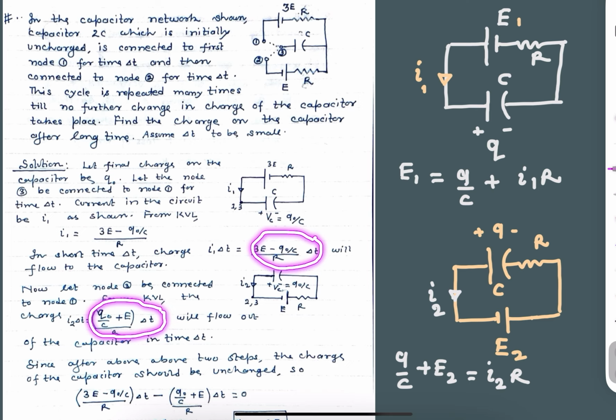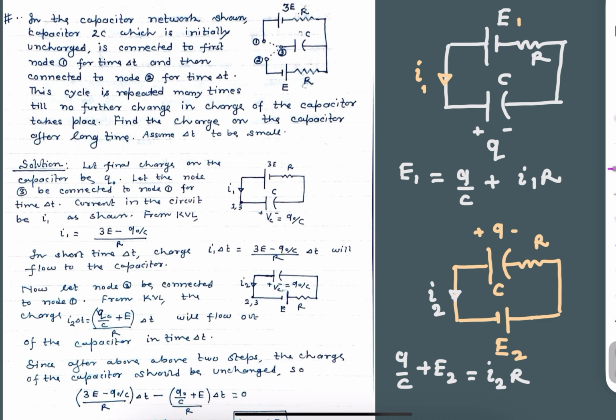So this much charge flows into the capacitor in time delta t, and this much charge flows out of the capacitor in time delta t. And if after this cycle, that once connection is here, then connection is here, net charge of capacitor is to be unchanged. That means these two charges should be same. Whatever charge reaches here in time delta t, the same charge should go out from here in next time delta t. So just I have equated. Equated means you can say net difference should be 0. It's the same thing. Net gain or loss of charge is 0.